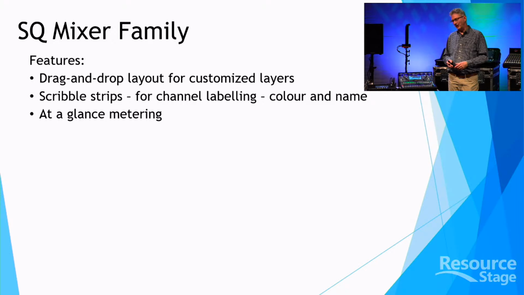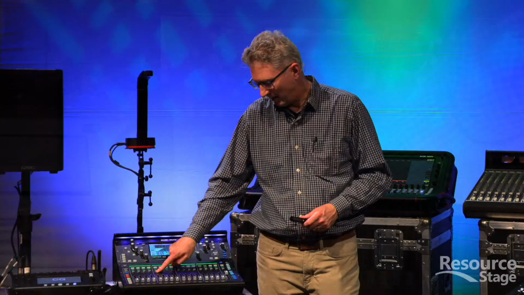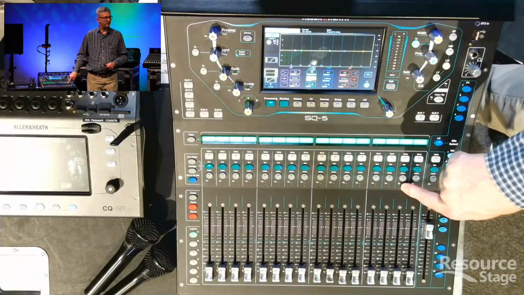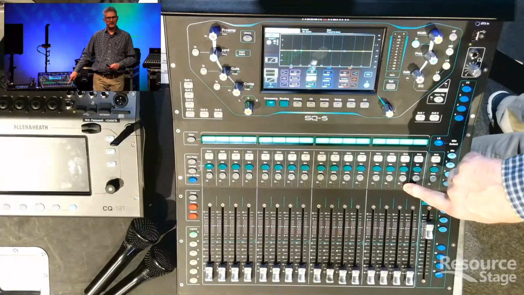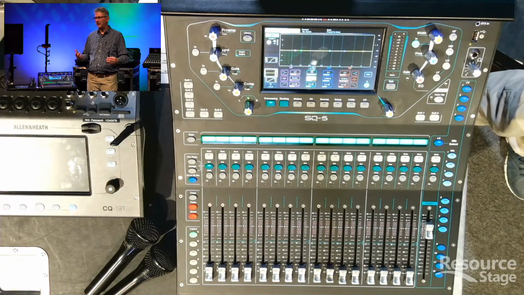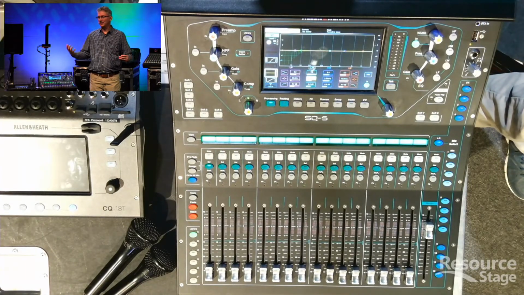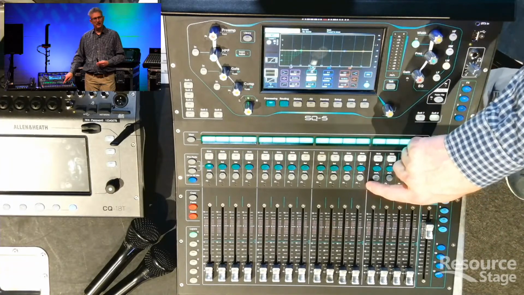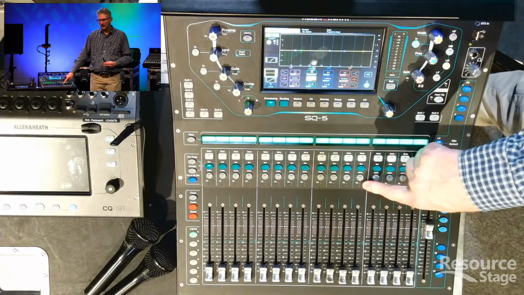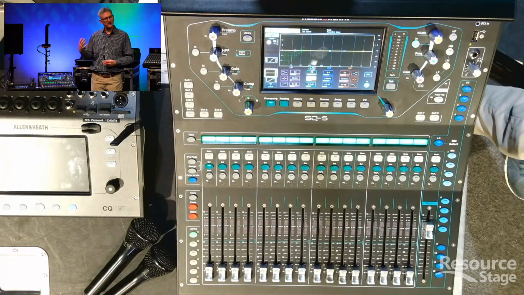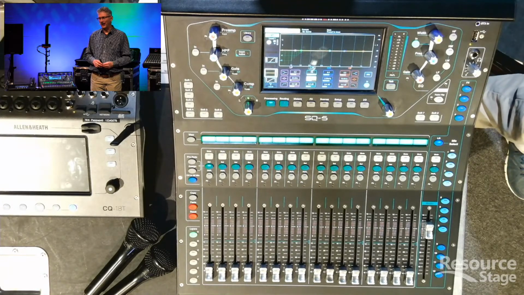At a glance metering. So along the bottom, just below the buttons here, just above the faders, there are these lights, and these lights can change in color and intensity depending on how loud the signal is coming in. So it's very easy to see, oh, it's a green light, I've got signal coming in, but the next channel over has a red light, so it's clipping, so I've got to do something about that.